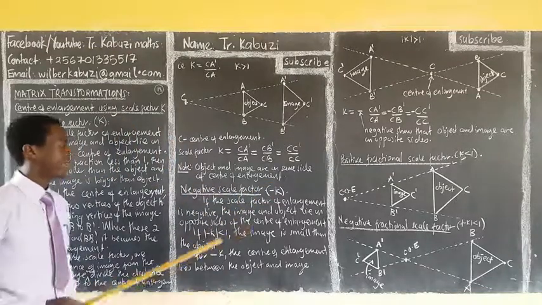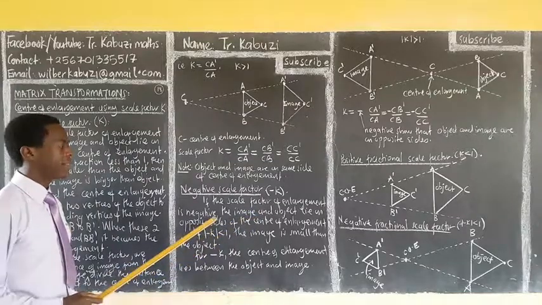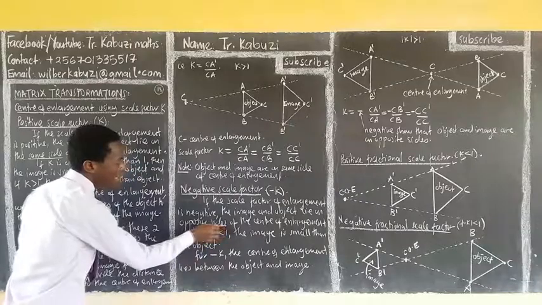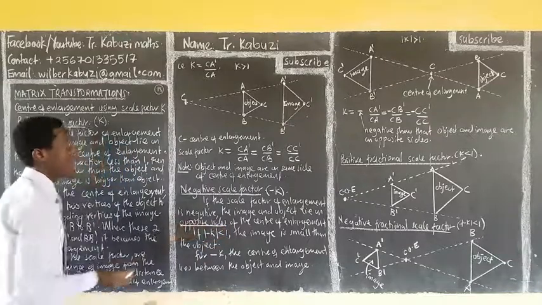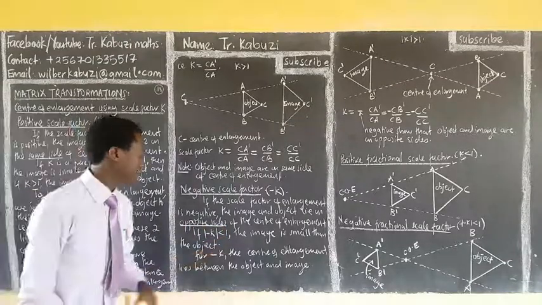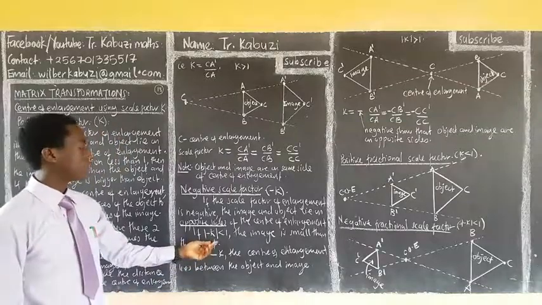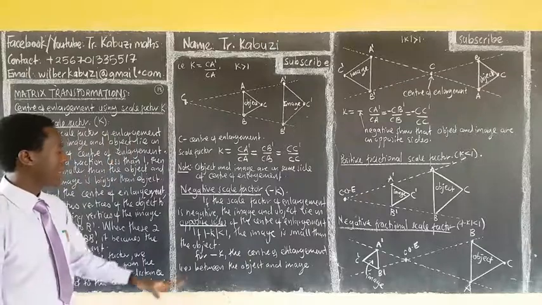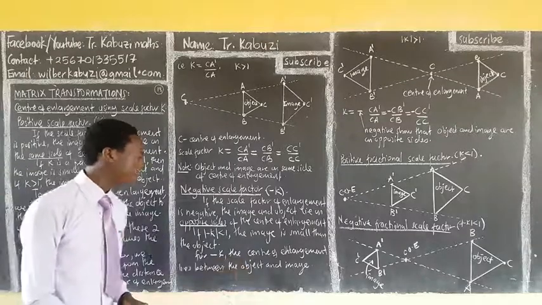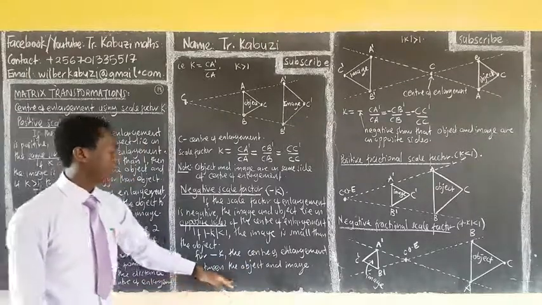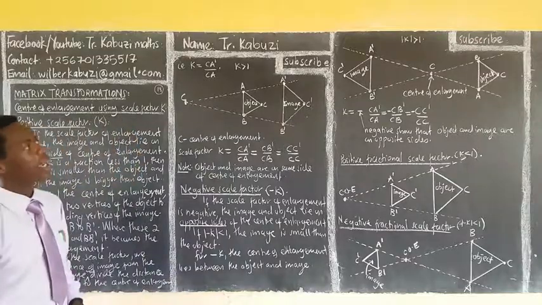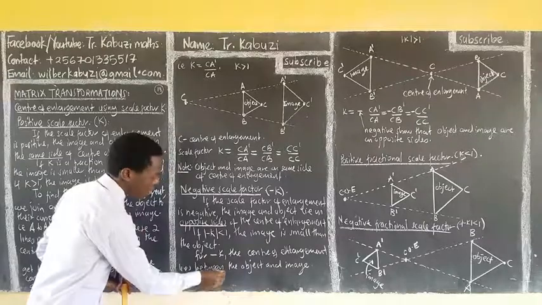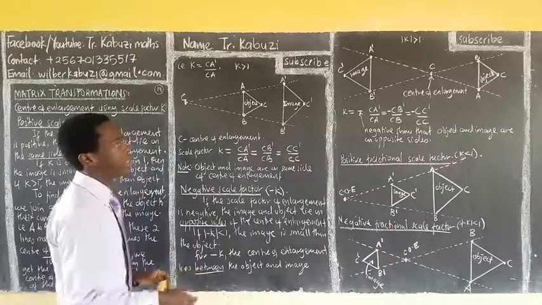Then the negative scale factor. If the scale factor of enlargement is negative, the image and the object lie on the opposite side. This is a crucial one. Opposite side of the center of enlargement. If the magnitude of that scale factor is less than 1, then the image is smaller than the object. For negative K, the center of enlargement lies between the object and the image. So when they say opposite, it means the center of enlargement is going to be between the object and the image.